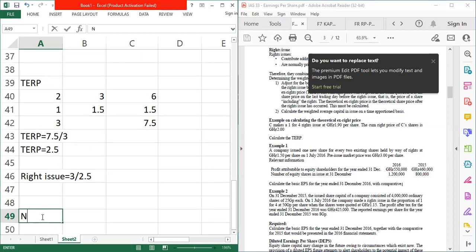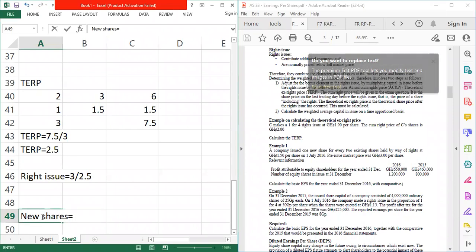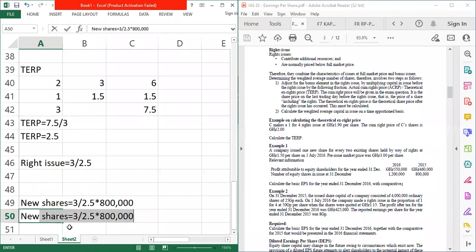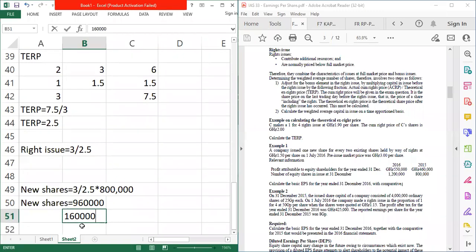So we now find the new shares. The new shares will be equal to this fraction, 3/2.5 times the 800,000. The rights issue will be made on the shares that were there before the rights issue. What are you getting? 960,000. It means that the shares have increased by how much? 160,000.